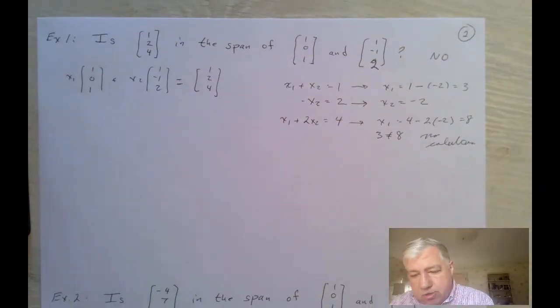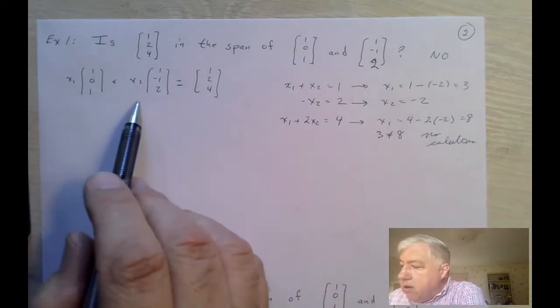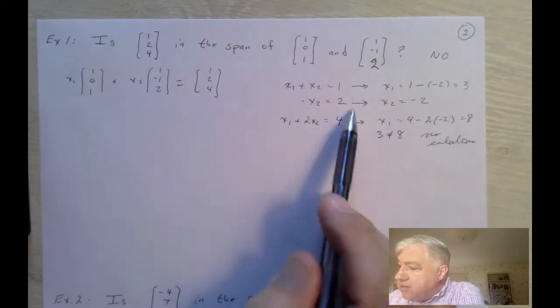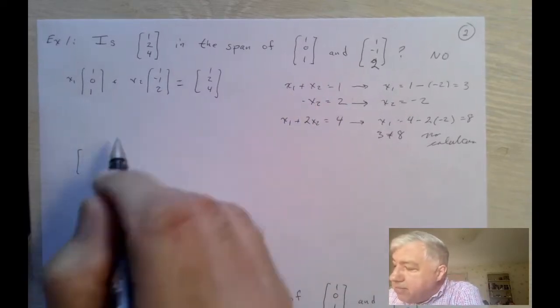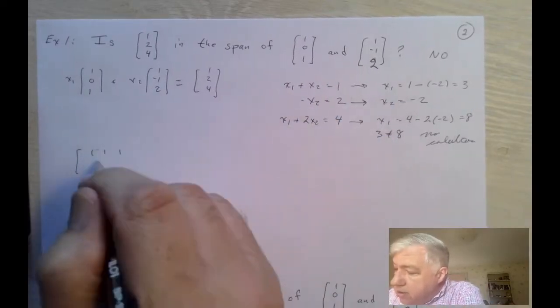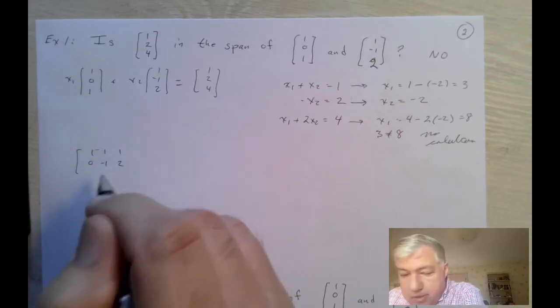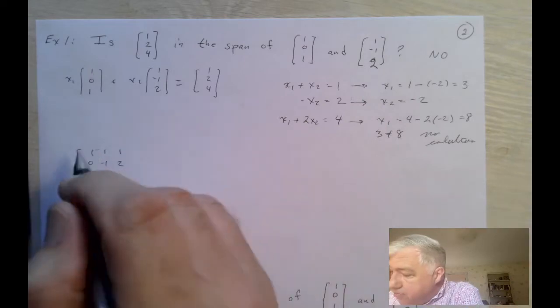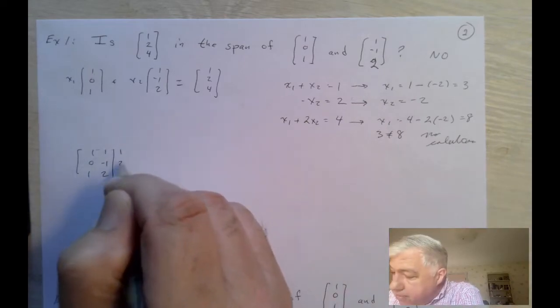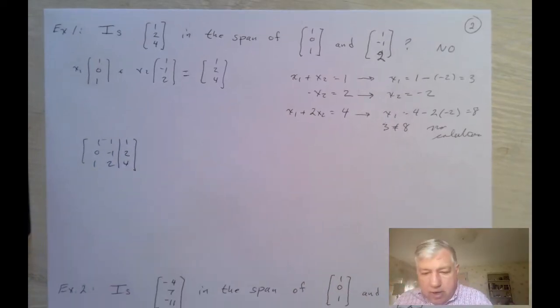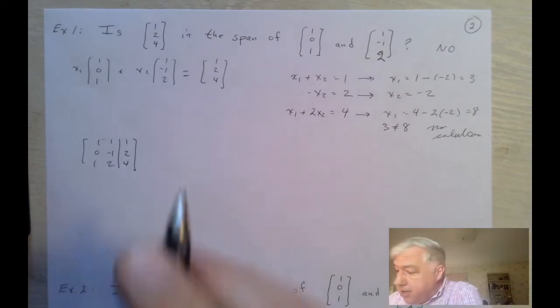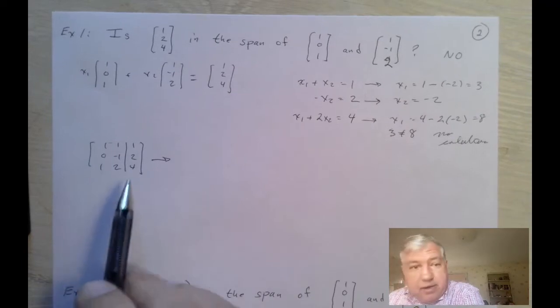Now, this was relatively easy to find, but if we wanted to use Gaussian elimination, we would say that this system corresponds to the augmented matrix 1, 1, 1, 0, negative 1, 2, and 1, 1, 2, 4.